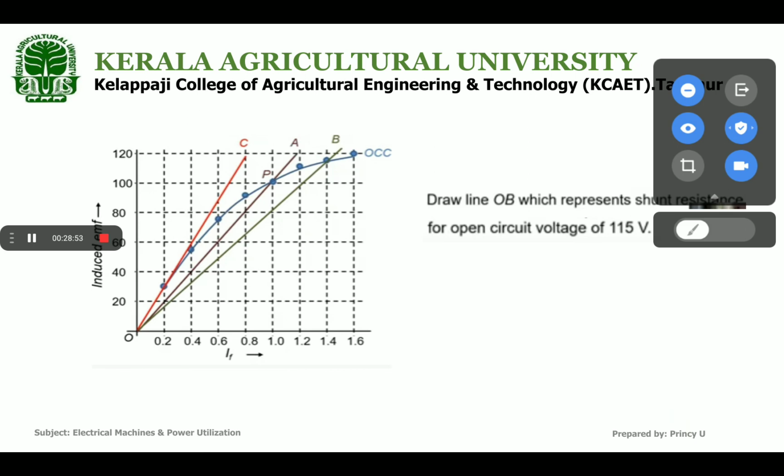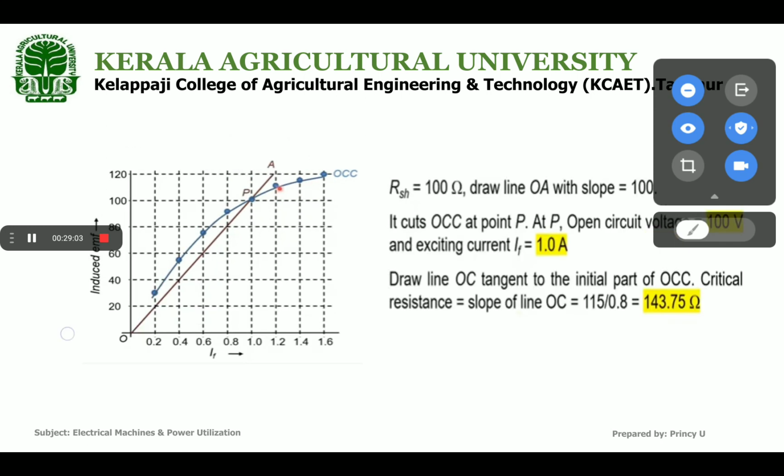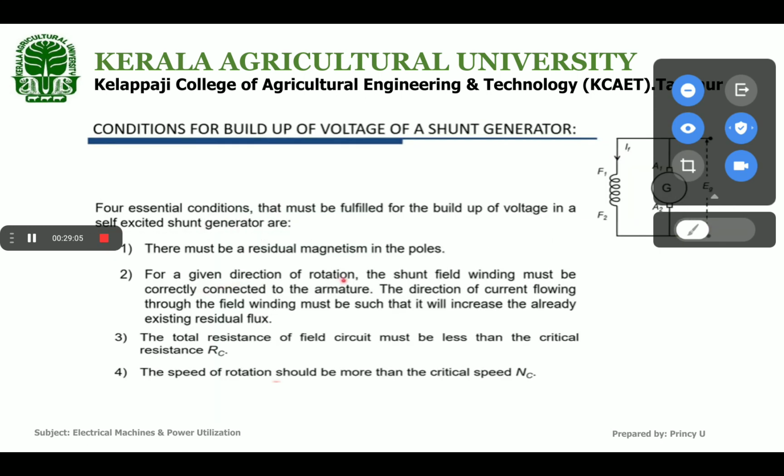Okay, so these are critical resistance and critical speed and how to build up a voltage. And if you are asked a question, what are the conditions to build up a voltage, you write those 4 conditions. Okay, there must be a residual magnetism and field currentum armature currentum same direction ലായിരിക്കണം. Also resistance എപ്പോഴും critical resistanceലും കുറവായിരിക്കണം. Speed എപ്പോഴും critical speedലും കൂടുതലായിരിക്കണം. ഈ points ഓർത്ത് വയ്ക്കുക. Okay, thank you.